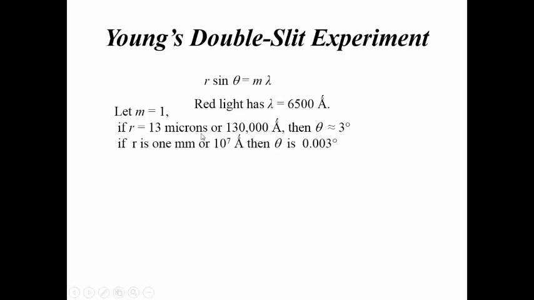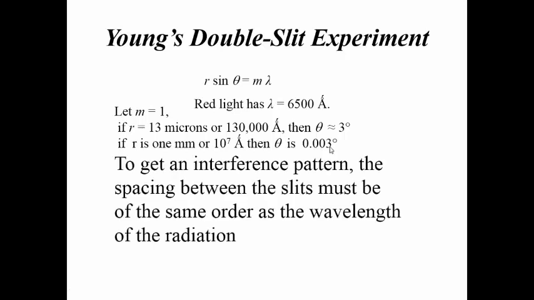However, if r is now 1 millimeter, a rather large distance, then the angle is going to get a whole lot smaller, and we simply can't see an angle of 0.003. So in order to get an interference pattern, the spacing between the slits must be of the same order as the wavelength of the radiation. And in effect, that's going to be true of the crystal as well.